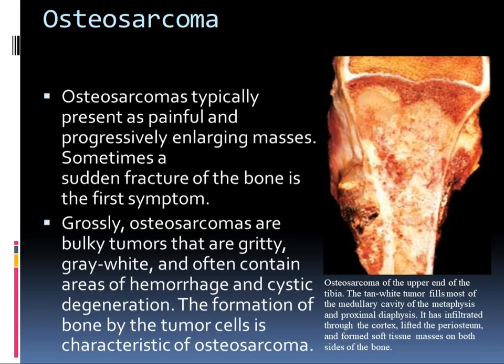And it is a gray material, looking gray-white in color, and often contains areas of hemorrhage and cystic degeneration. The formation of bone by tumor cells is a characteristic of osteosarcoma. That's why the formation of bone by tumor cells will form a new bone. That's what I told you just now. Codman's triangle and all, that is nothing but this only. So this is the characteristic feature of osteosarcoma.